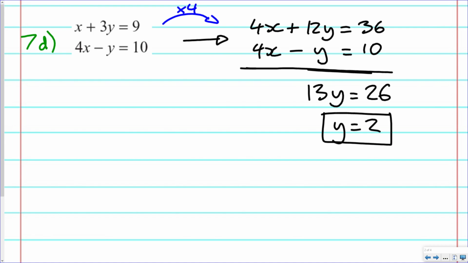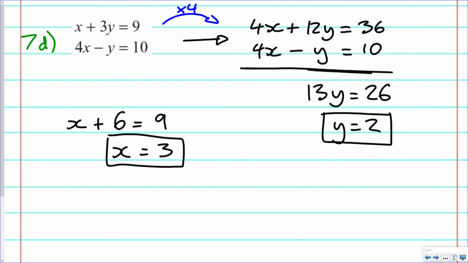Now that I have that, again, I'm only halfway through the question. I'm going to substitute it into the top one this time because, again, it's just got smaller numbers. I could have substituted into the bottom one and it would give me the same answer. So I've had x plus 3 times 2, which is 6, and that equals 9. But now to get rid of that 6, I'm going to subtract. So I get x equals 3, and that's my answer.